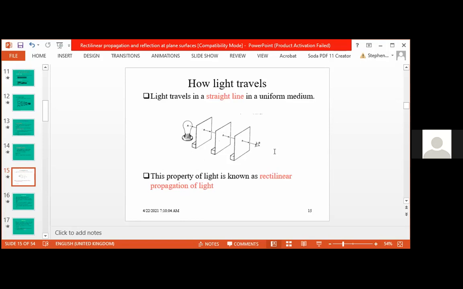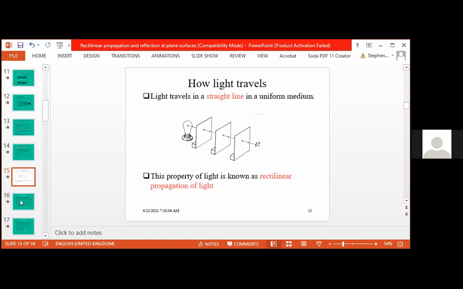Remember I said rectilinear means... what is the meaning of rectilinear? Straight. Consisting of straight lines, yeah? So the term rectilinear propagation just means that light travels in a straight line.